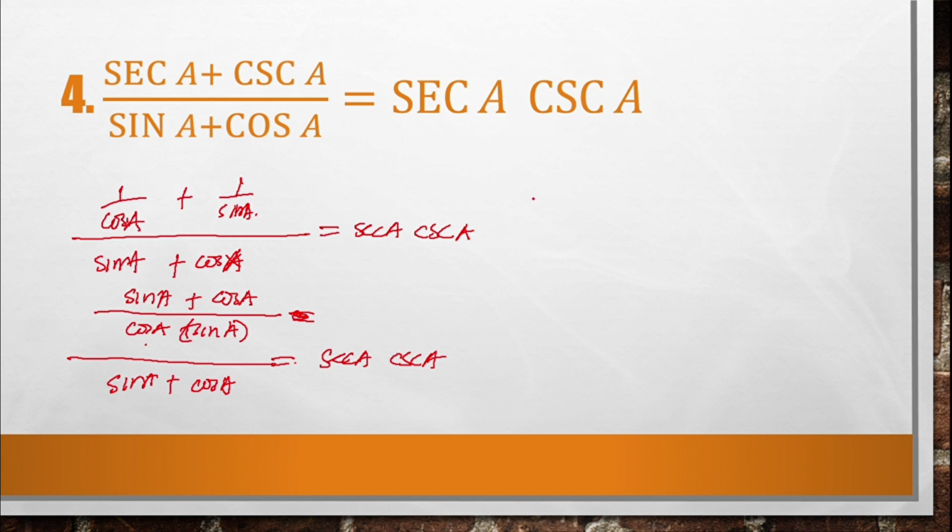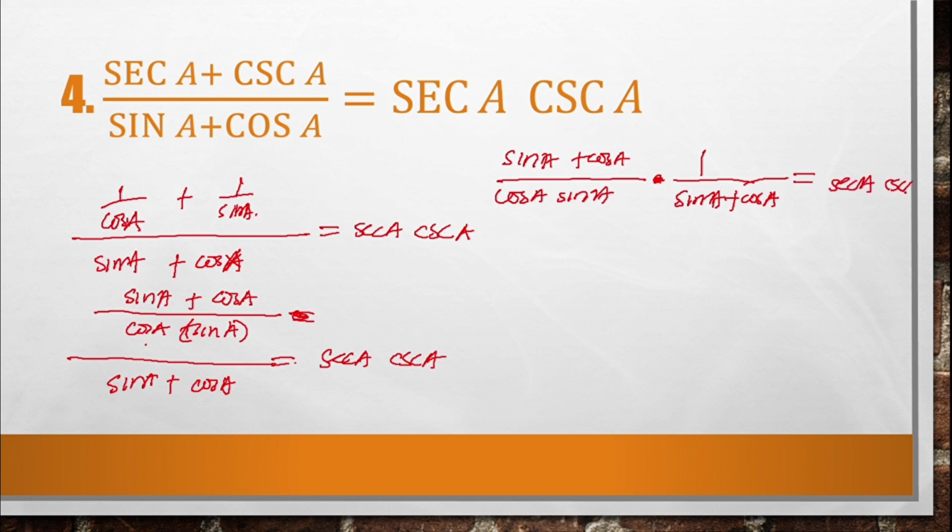So we have here, if we're going to take the reciprocal, sine a plus cos a over cos a sine a times the reciprocal, it is 1 over sine a plus cos a, equals sec a and cosecant a. So now we have to cancel this part. So the remaining is 1 over cosine a sine a is equal to sec a cosecant a.